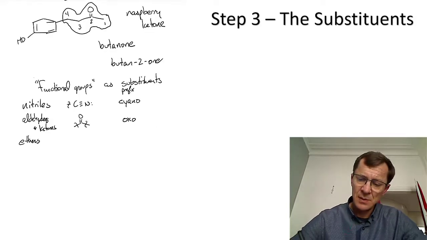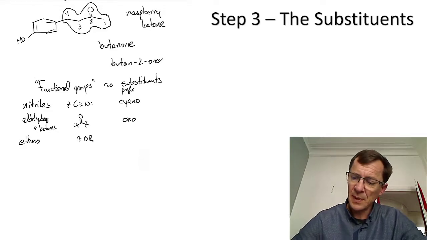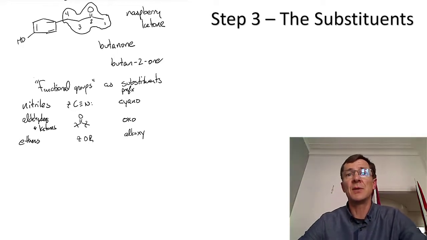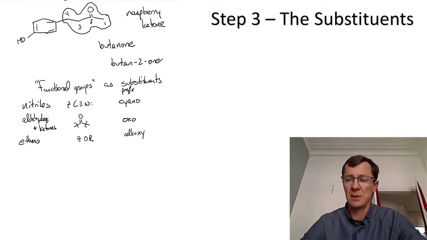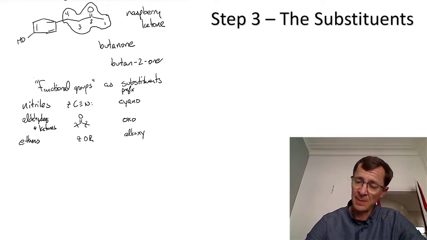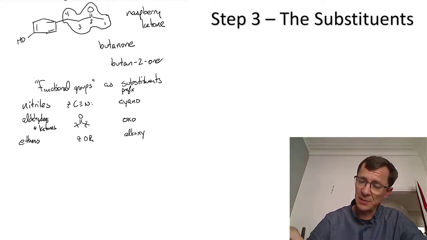Ethers. So some point of attachment and OR. Those would be alkoxy. That makes ethers a little easier to name. Many simple ethers we just name as being the long chain. We call it butane, rather. And if it has an OCH3, that would be methoxybutane. 1 or 2 methoxybutane.